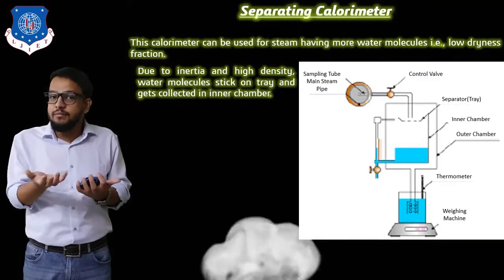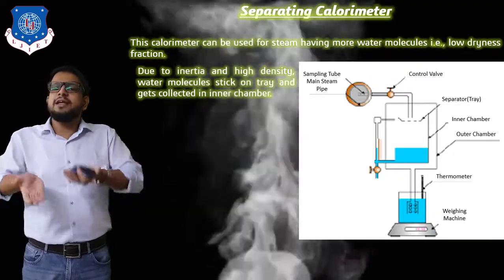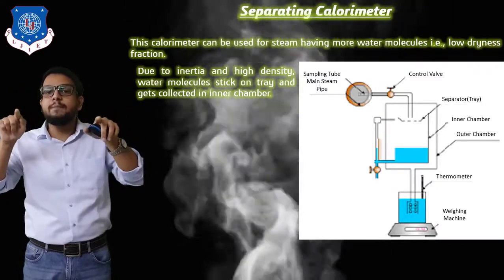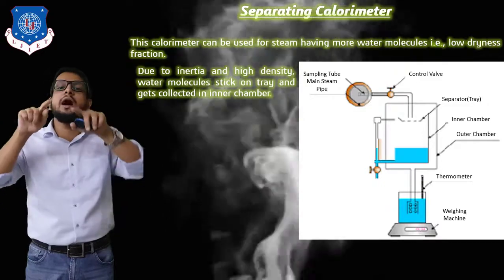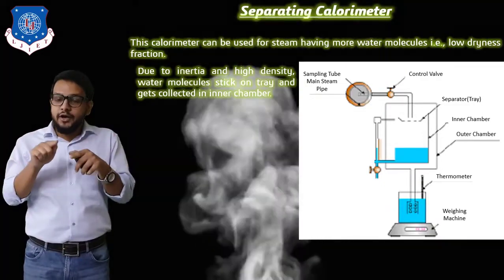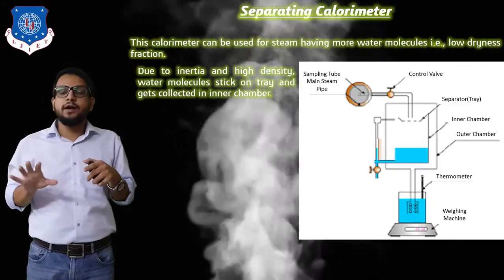Whereas dry steam, because of low density, will be easily lifted up and will flow through the space provided between the inner chamber and outer chamber in a downward direction. And that dry steam will flow into the bottom bucket which is provided over there.